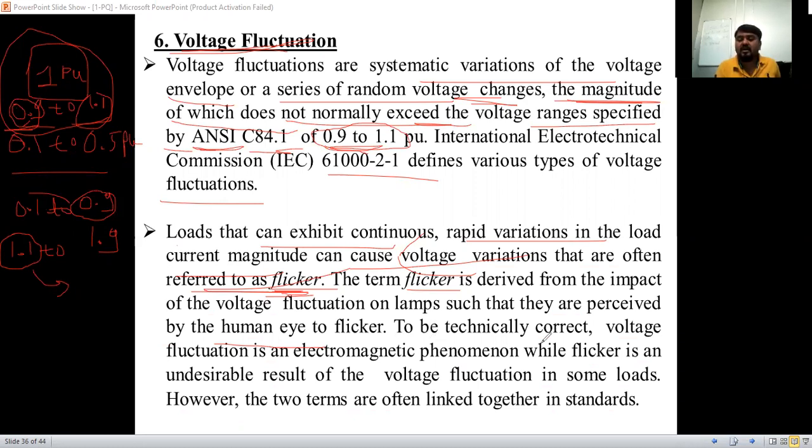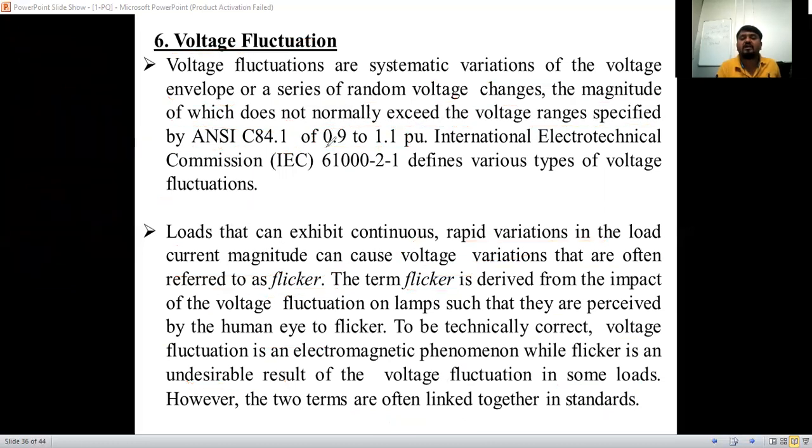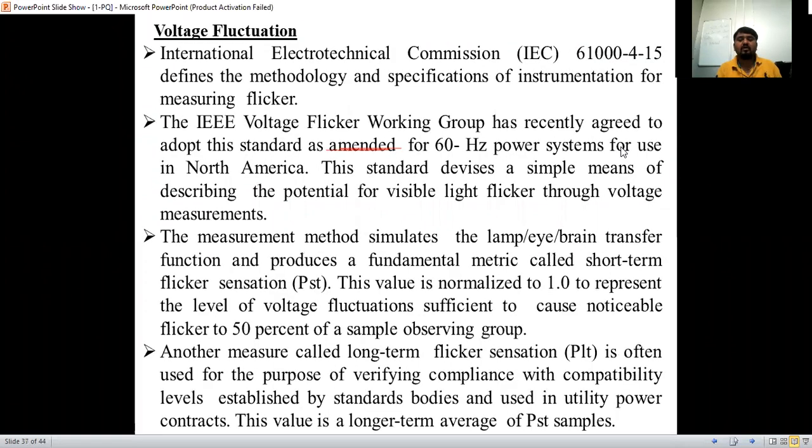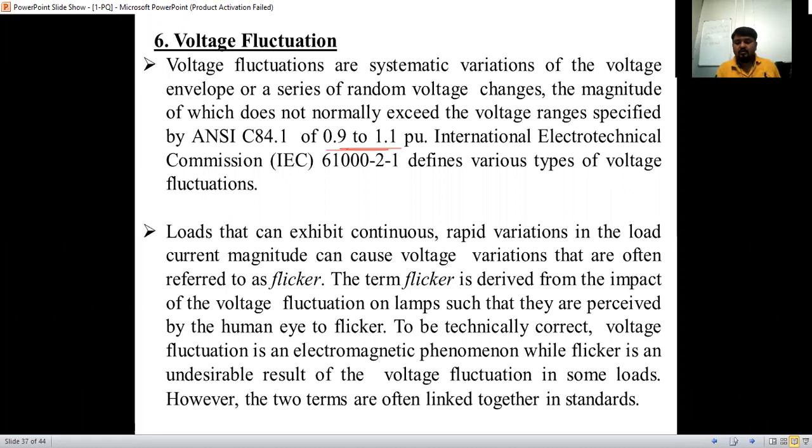To be technically correct, voltage fluctuation is an electromagnetic phenomenon, while flicker is an undesirable result of voltage fluctuation in some loads. However, the two terms are often linked in the IEC and ANSI standards, which mention 0.9 to 1.1 per unit as the acceptable voltage range, outside of which is called voltage fluctuation.